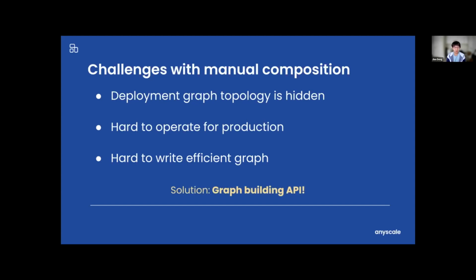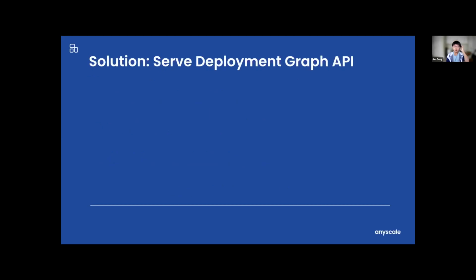Therefore, we observe those problems and we want to bring a solution to you: we need to introduce a graph building API. To walk you through the solution we have in mind, here are a few design principles and considerations we had while designing this API. First of all, we take it very seriously for this API to be Python native, which means we want to make it fully Python programmable as much as possible, without a need of writing a YAML file to begin with.